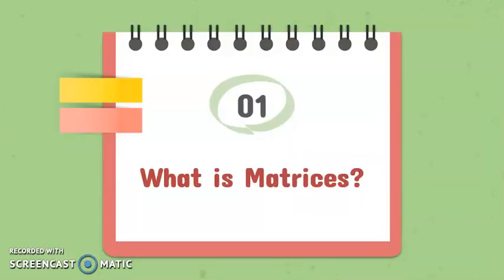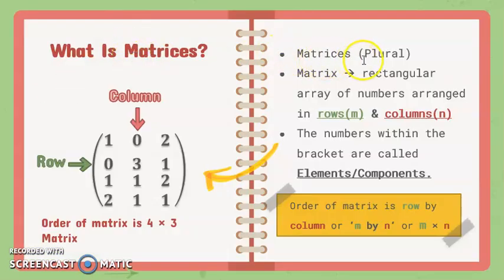First, what is matrices, class? What is it actually? Matrices is actually the plural name for a matrix. A matrix is a rectangular array of numbers arranged in rows and columns. Rows can be represented as M and columns can be represented as N. So these two numbers are actually important. Why? Because we need them to find the order of a matrix. The numbers within the bracket are called elements or components.